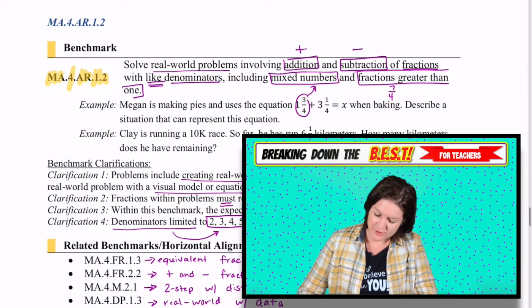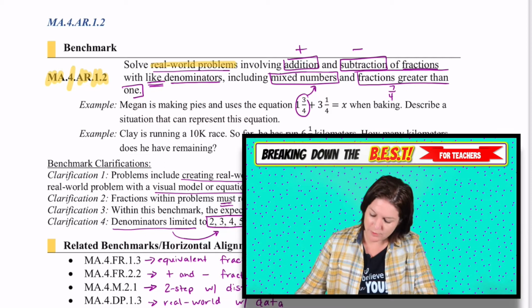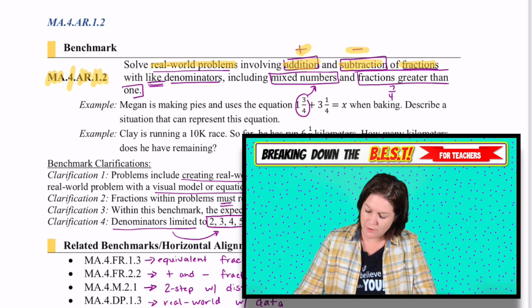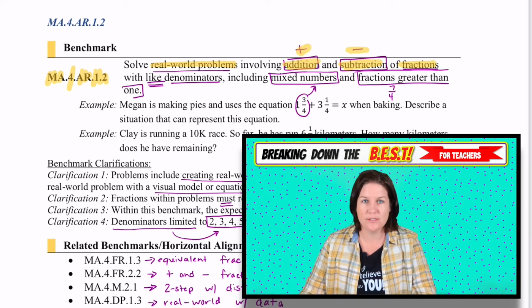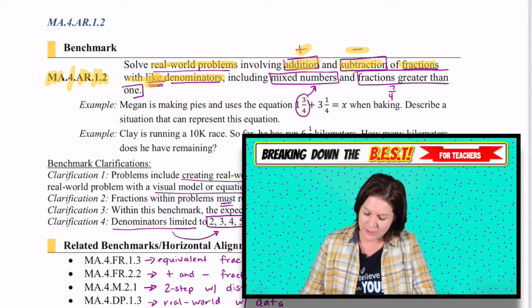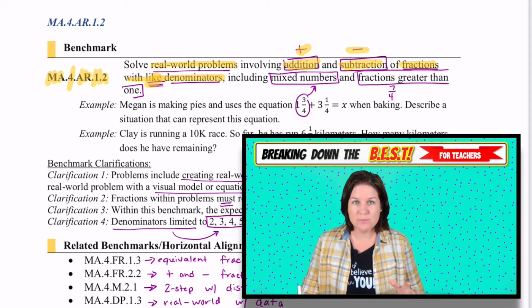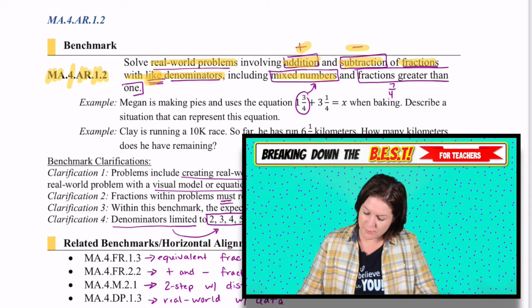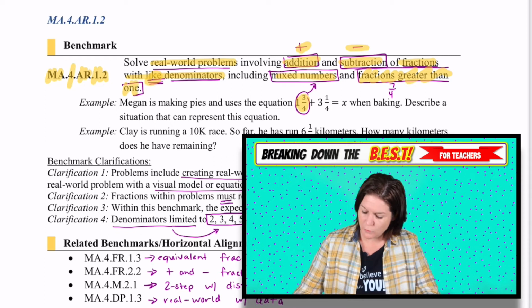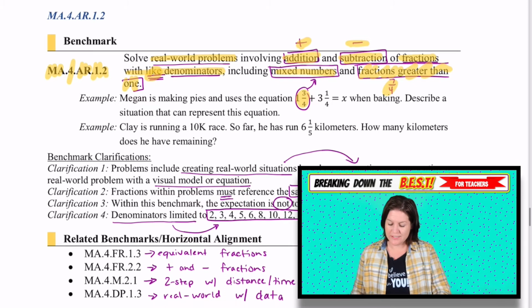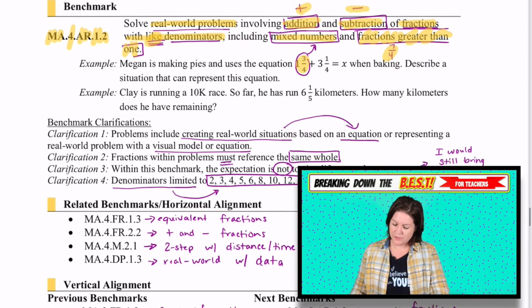This standard says to solve real-world problems involving addition and subtraction of fractions with like denominators, which means our denominators must be the same. That's right. Including with mixed numbers, and fractions that are greater than 1, just like 7/4. So adding and subtracting fractions with like denominators, super fun.